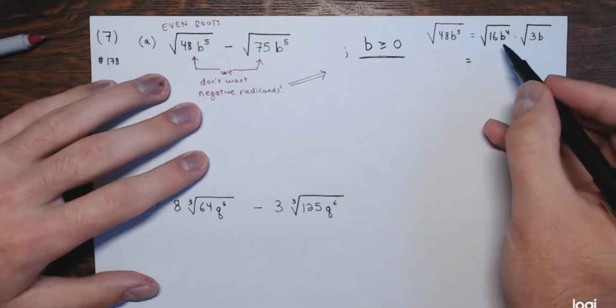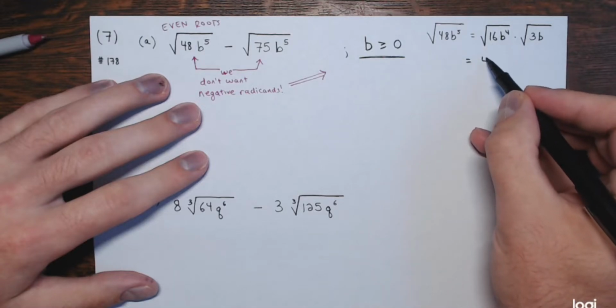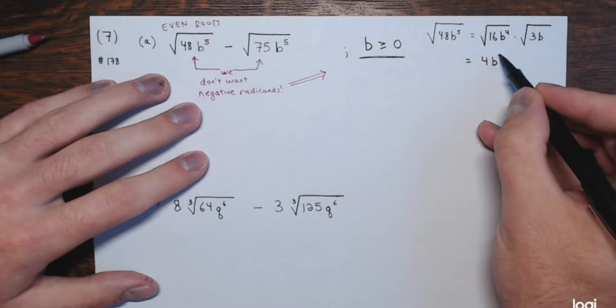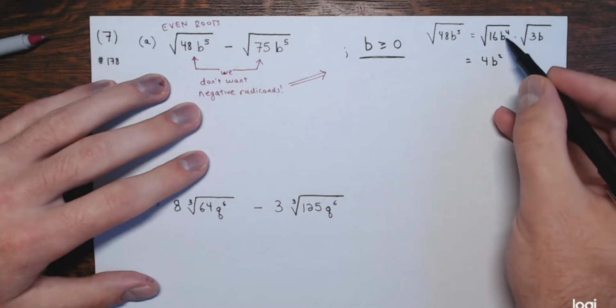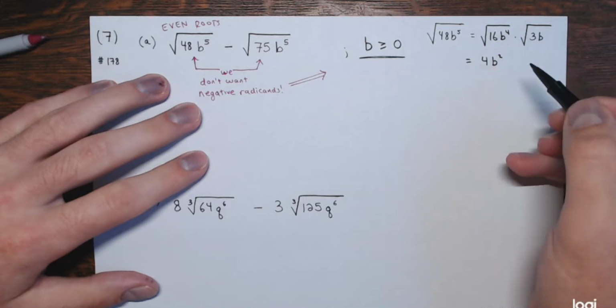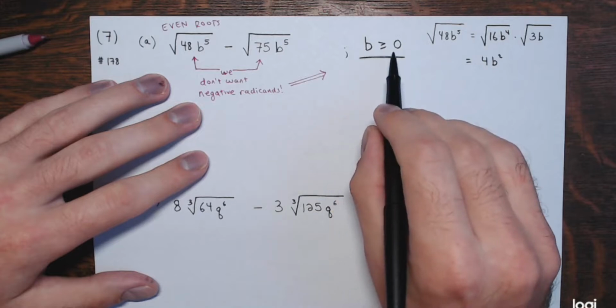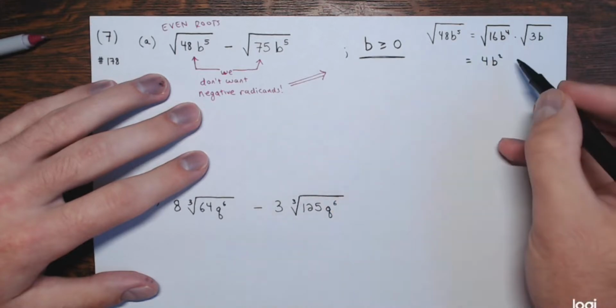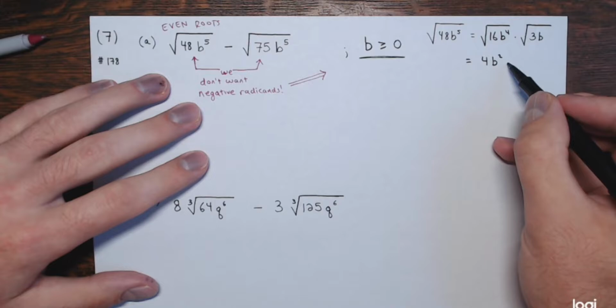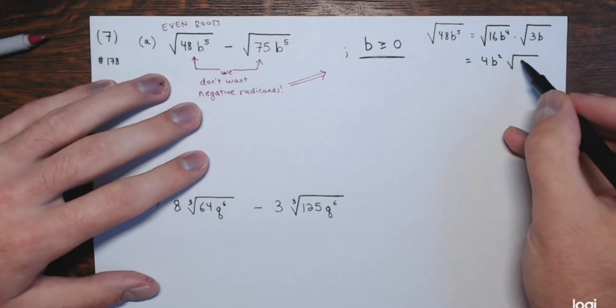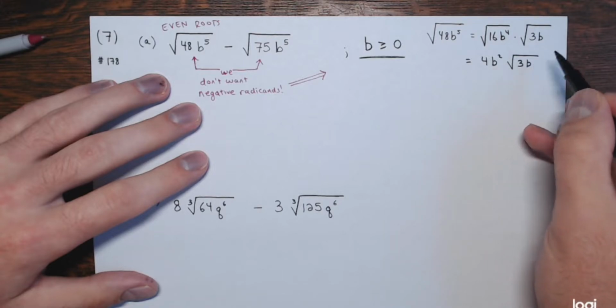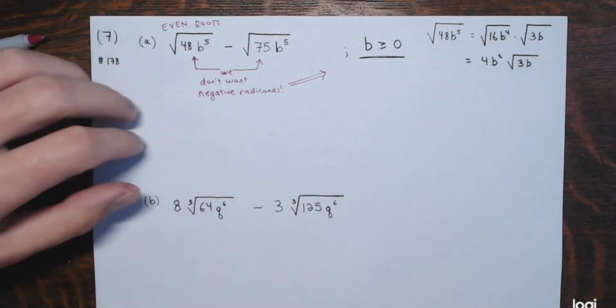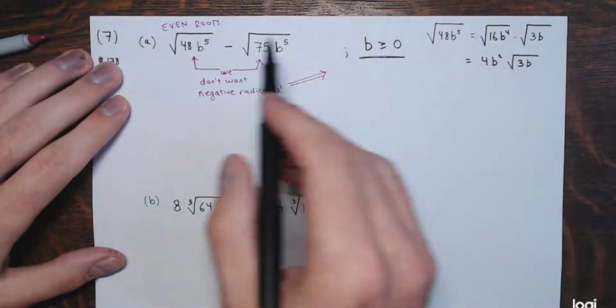And this would be 4 times b squared, which I don't need absolute values around. Right? The square root of b to the fourth would be b squared, and again, we're saying that b is non-negative here. Don't need absolute values. So this is 4b squared times the square root of 3b. Alright, so that's the square root of 48b to the fifth, totally simplified. And we'll rewrite that in a second.